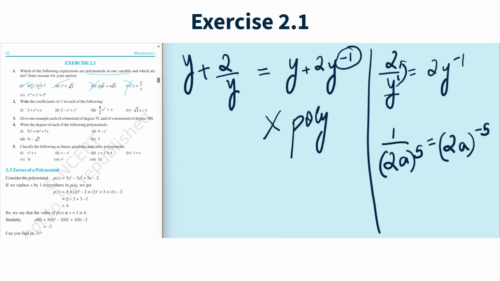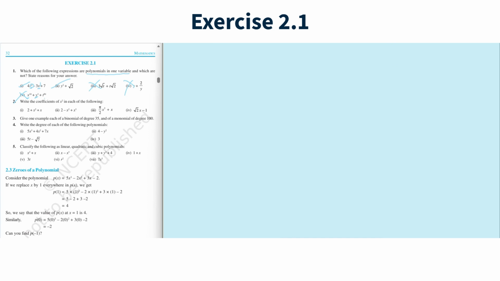Now, over here, we can see that all of the powers are whole numbers. So, yes, it is a polynomial, but is it in one variable? No. We have three different alphabets used over here, which are y, x, and t. And that is not a polynomial in one variable. All right, so moving on to the second question, we have: write the coefficients of x squared in each of the following.